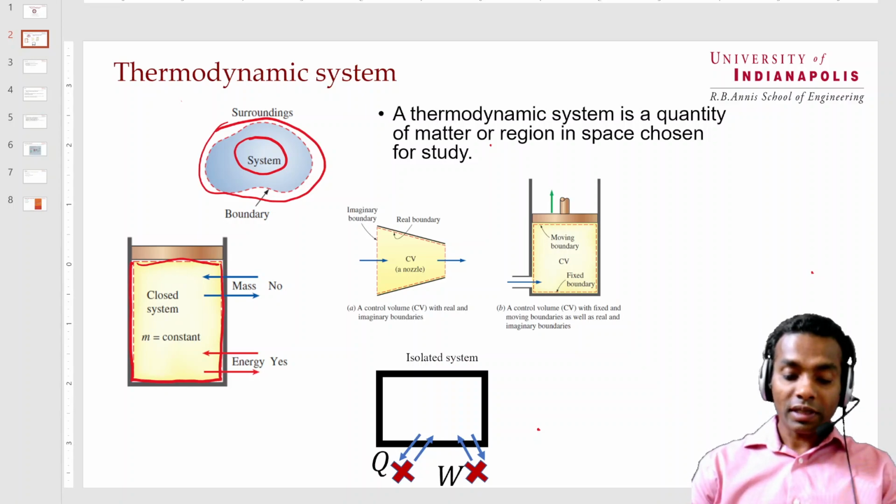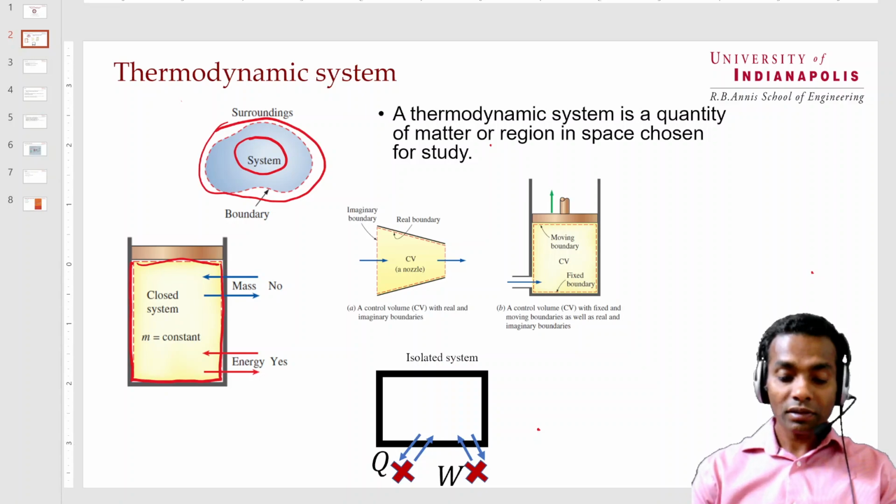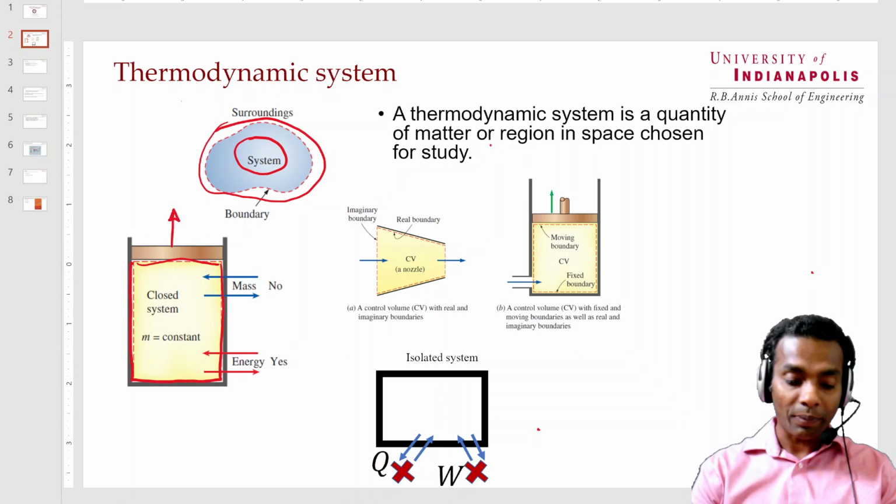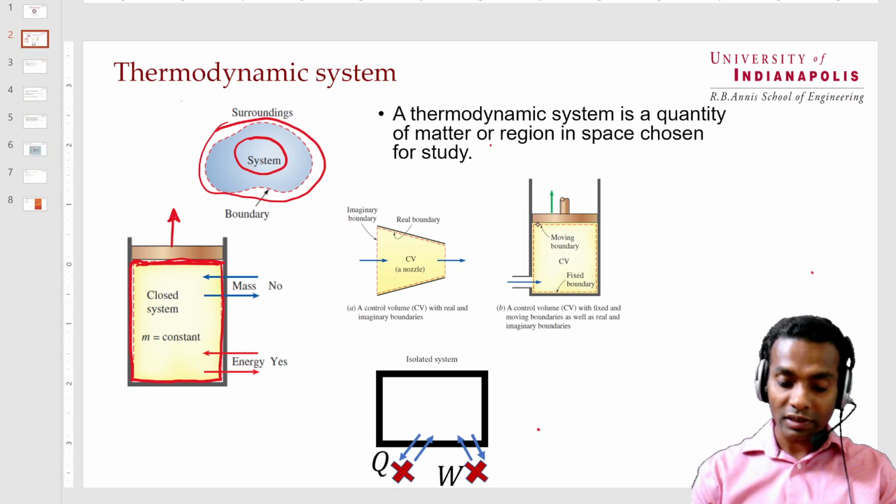Now, system boundaries can be fixed or moving. In this closed system, you can see that the piston can go up and down. That means this boundary at the top can move or can change, but it still is a closed system. And here there are fixed boundaries around these edges of the cylinder, as well as in this case, right? You have one moving boundary and two or three fixed boundaries, and also we have an imaginary boundary here, right, where we can interact with mass.